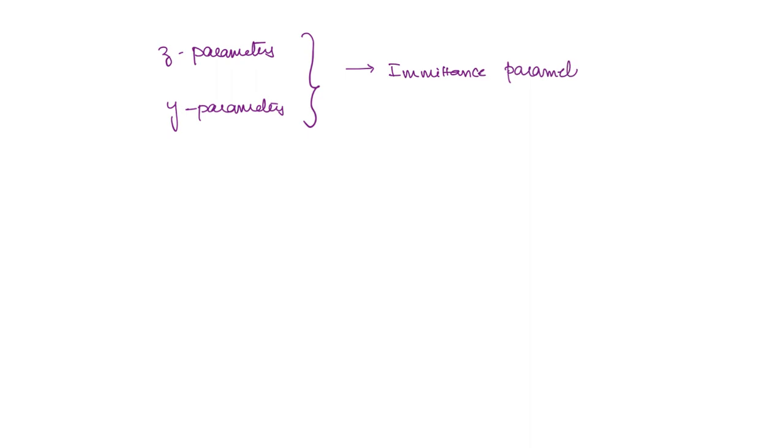So till now we have discussed the Z parameters, which is also called the impedance parameters or the open circuit parameters, and the Y parameters, also called the admittance parameters or short circuit parameters. Now these both together are called immittance parameters. There are many other parameters that you will be learning, but these two together are collectively called the immittance parameters. Finally, one more point here is the conditions for symmetry and reciprocity.